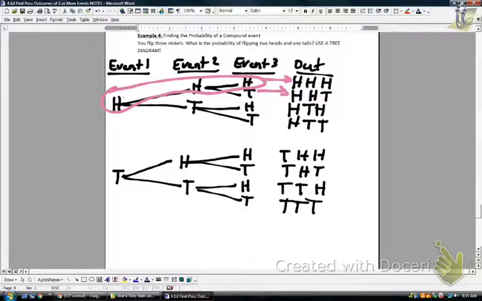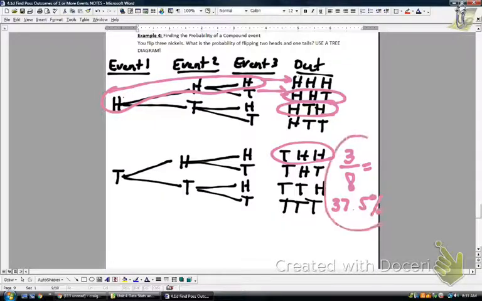Okay, so then it wants to know the probability of flipping 2 heads and 1 tails. So here would be 2 heads and 1 tails, 2 heads and 1 tails, 2 heads and 1 tails. And that looks like that's it. So my favorable outcomes are 3 out of 1, 2, 3, 4, 5, 6, 7, 8 possible. So the probability is 3 out of 8, which is the same thing as 37.5%. Okay, so that's one way to do it, a tree diagram.